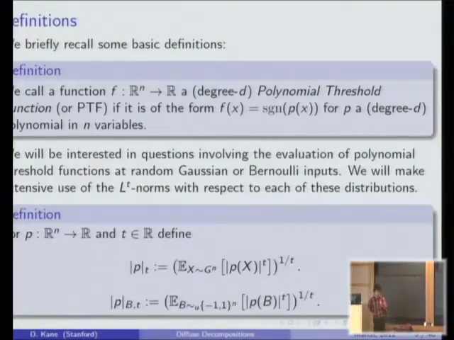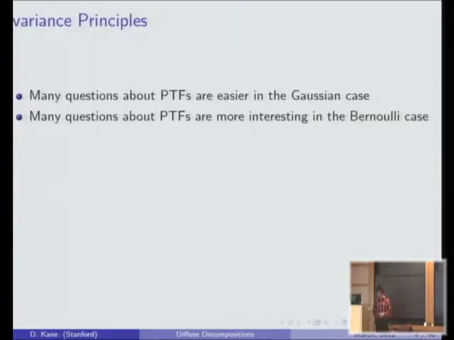Because of this, we'll be caring about what polynomials do at these various inputs. It's nice to have some idea of the size of a polynomial. So we'll be making extensive use of the L^t norms of the polynomials with respect to these distributions, and in particular the L2 norm. Recall that if you have a function from R^n to R, then you define the L^t norm with respect to either the Gaussian or Bernoulli distribution to be the 1 over t-th power of the t-th moment with respect to this distribution.